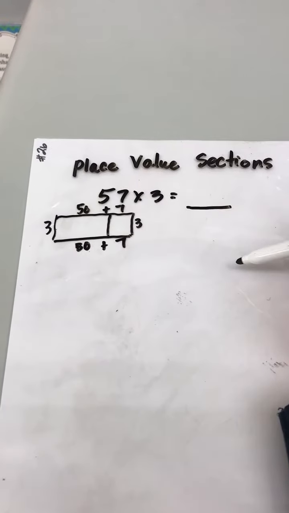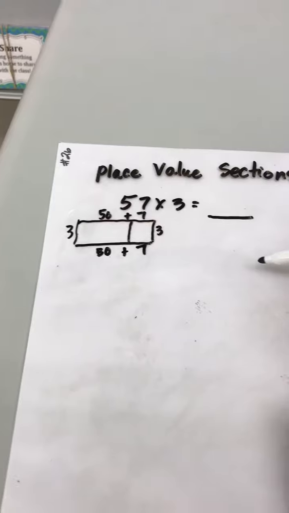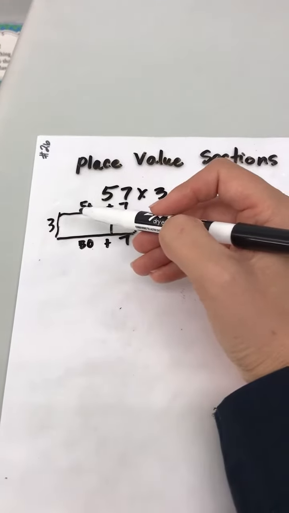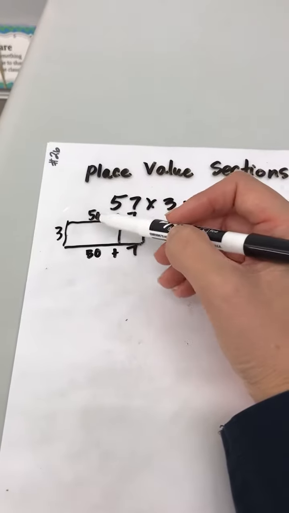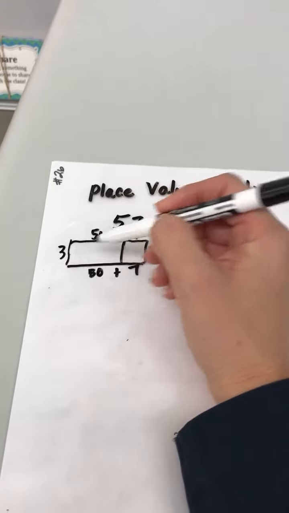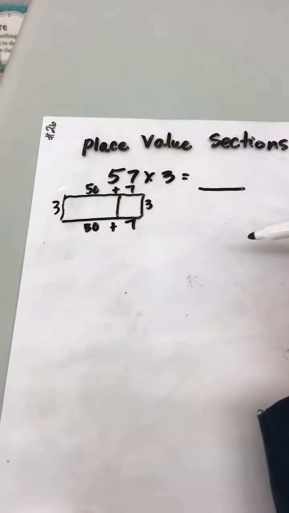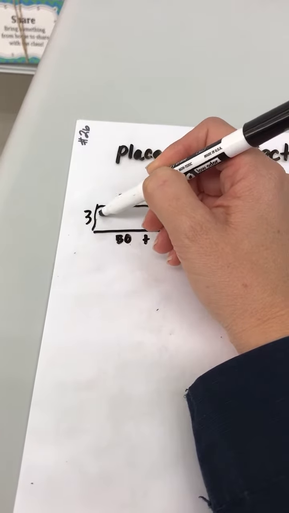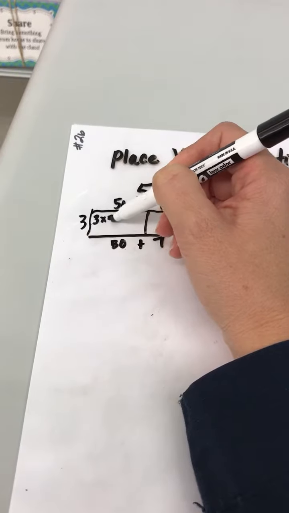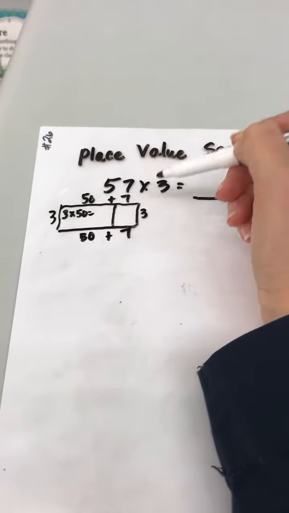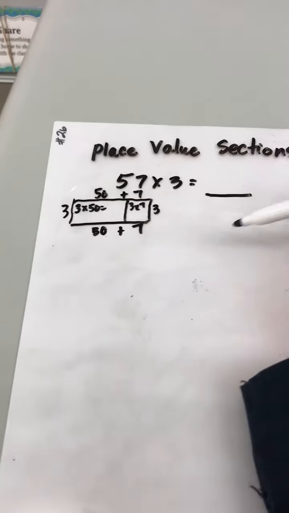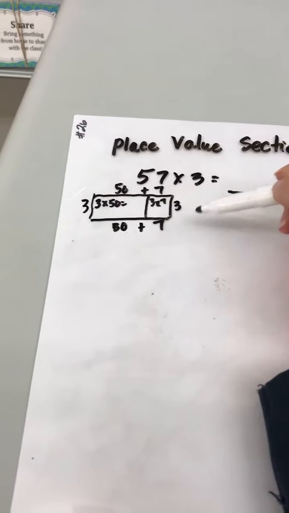Okay, so for place value sections method, what we're going to do after we do the area model, we are going to start thinking about multiplying the different parts of this rectangle, the length and the width. So we actually do our work inside the rectangle for place value sections. So we're going to go ahead and think of this section as 3 times 50. And we're going to think of this section as 3 times 7. And then we're going to find the partial products.